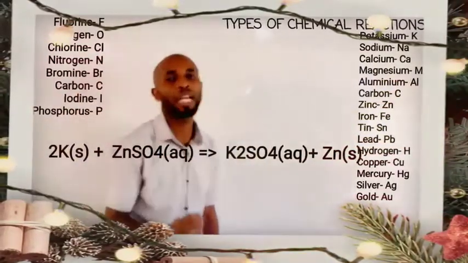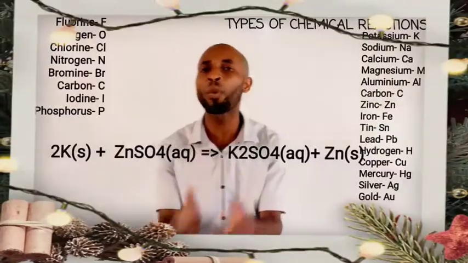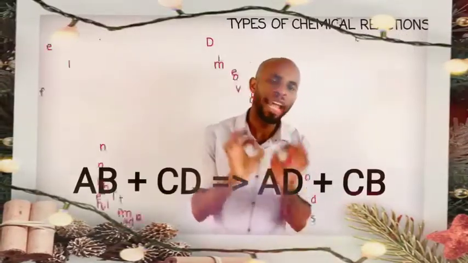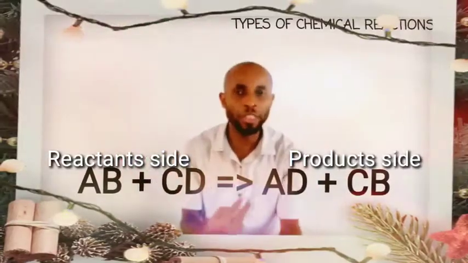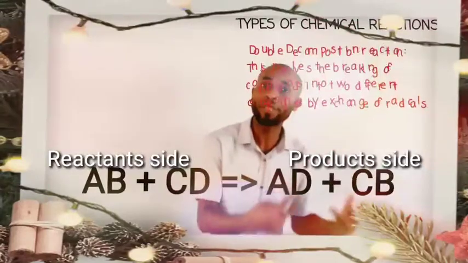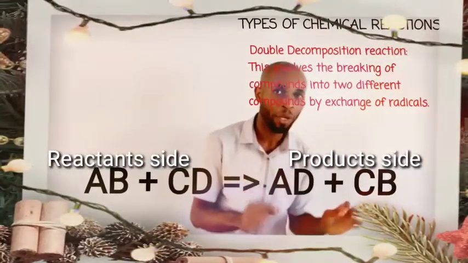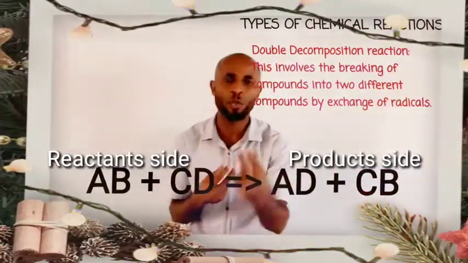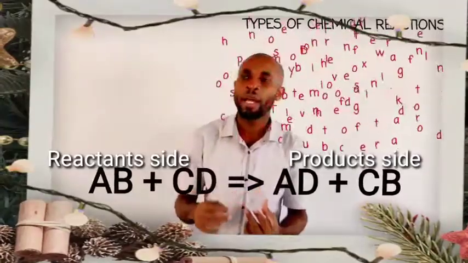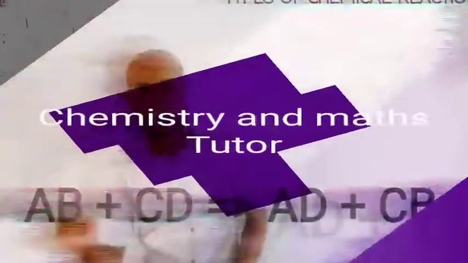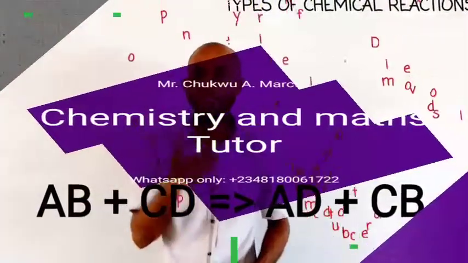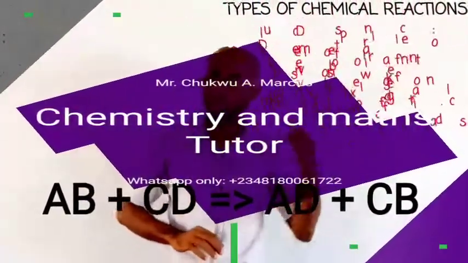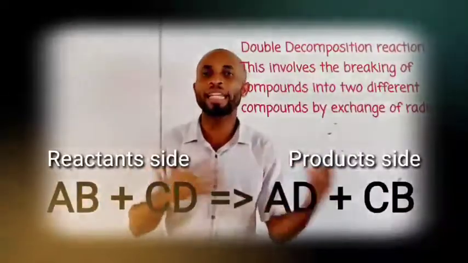Another type of reaction we have to look into is double decomposition reaction. Here we have two substances decomposing, or splitting, or breaking into two different substances by exchange of radicals. If we have AB plus CD, it will give us AD plus CB. This is because there is just an exchange.